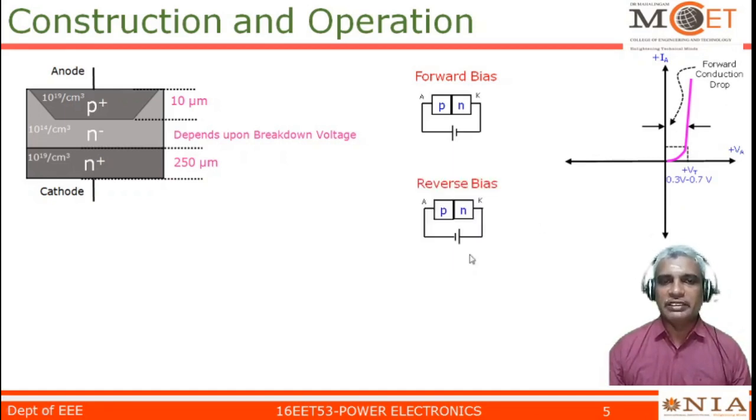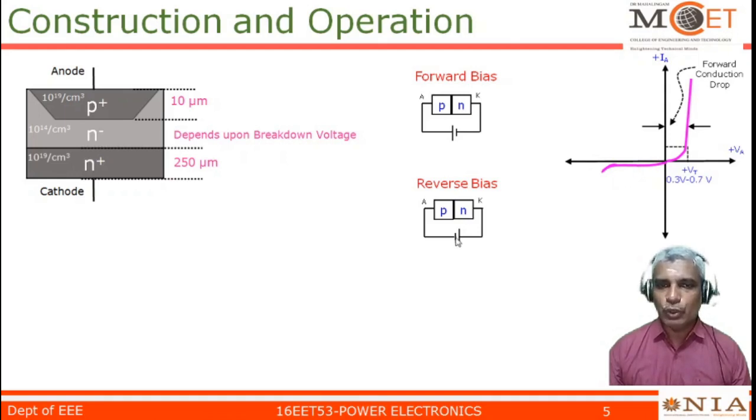Reverse bias condition means the negative terminal of the input supply is connected to the anode and the positive terminal of the input supply is connected to the cathode. Now the diode is capable of blocking the voltage in the reverse direction. Now slowly if I increase this voltage, even though this diode is capable of blocking the voltage in the reverse bias condition, there will be some amount of current flowing through this device, and this current between this blue line, this black line and this rose color line is what we call the leakage current of the device.